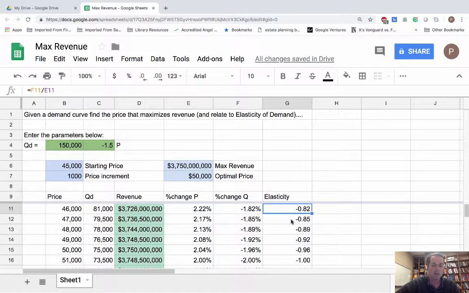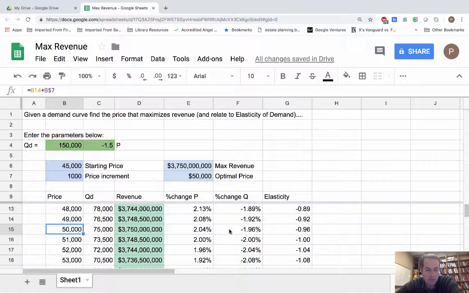So as we scroll down here, I think I have about 20 different options. You can see here it actually is maximized at 3.75 million. Same answer as we got before. That's at a price of 50,000.